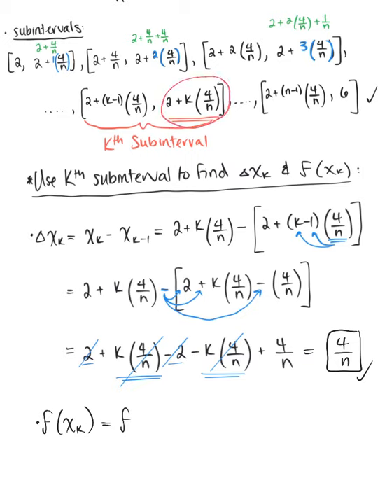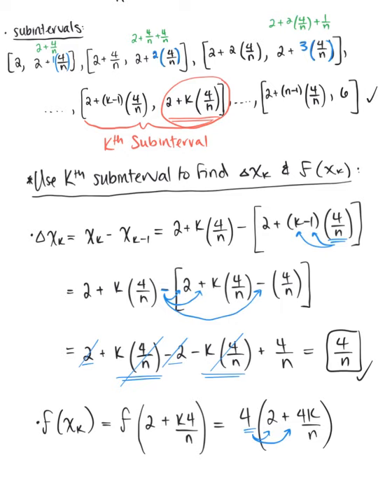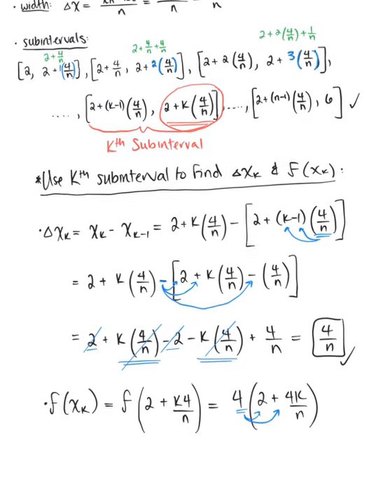So that's going to be f of 2 plus k. And I'm just going to rewrite this as k times 4 over n. So plugging this into our function, it's going to be 4 multiplied by 2 plus 4 times k over n. And we can take this 4 and distribute it through to both terms to get our simplified height.